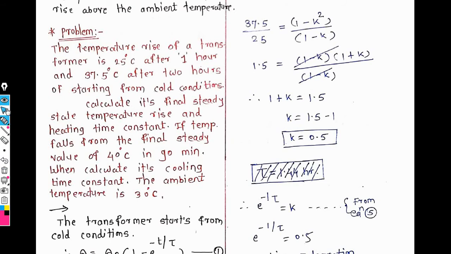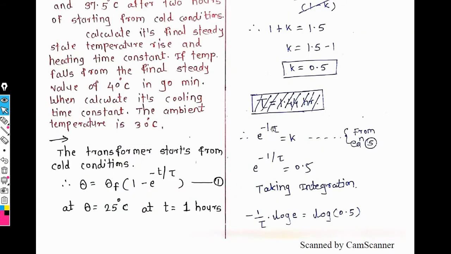Now going to the next step, that is e raised to minus 1 upon 2 is equal to k, then e raised to minus 1 upon 2 is equal to 0.5. Then taking logarithm, minus 1 upon 2 into log of e is equal to log of 0.5. Then put log of e is equal to 1, then minus 1 upon 2 into 1 is equal to log of 0.5. Put this value in calculator, then obtain the value of log of 0.5.